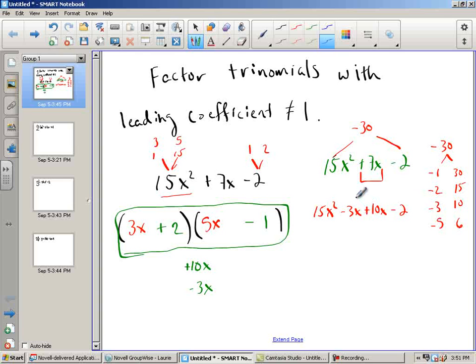With a plus sign in the middle, I can slip parentheses around the first two and around the last two.